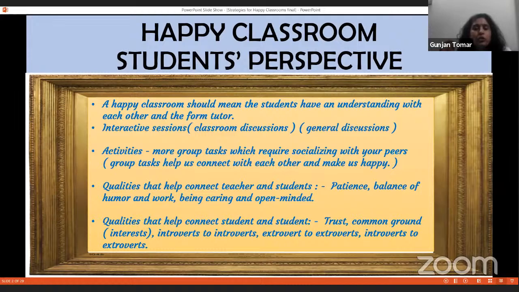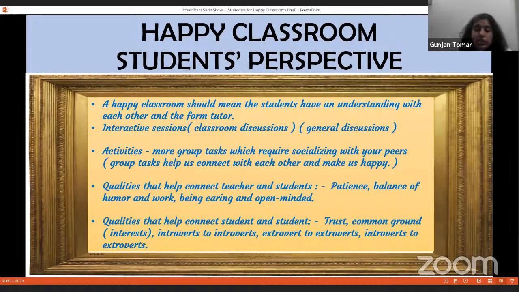She said, classrooms are happy when we have interactive sessions, classroom discussions are going on, general discussions are going on. The activity-packed classroom is also a happy classroom, where more group tasks which require socializing with peers happen. So that's something she defined as a happy classroom. And she also said that group tasks help us connect with each other and make us happy.